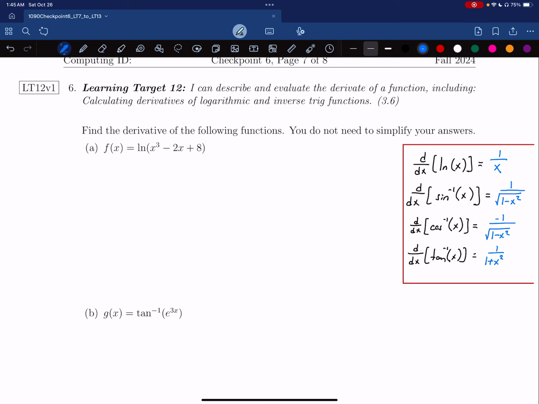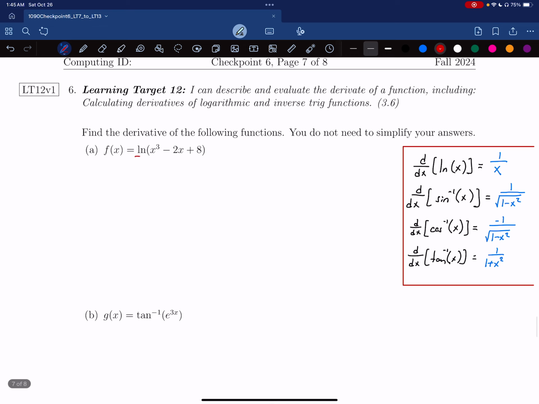So right here, I see a natural logarithm. So that means I'm going to be thinking along the lines of this derivative right here. We don't have the natural logarithm of x. We have the natural logarithm of some function right here, x cubed minus 2x plus 8. So that makes me think we're going to need to use the chain rule. Before I start getting too ahead of myself, let's start working this out.